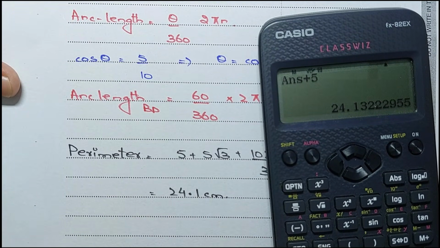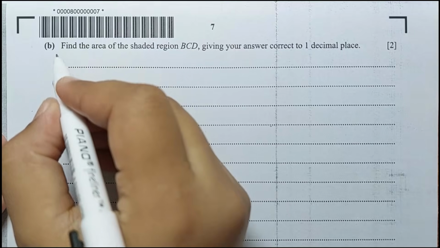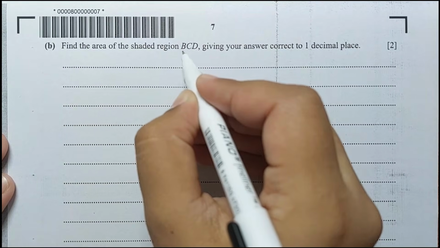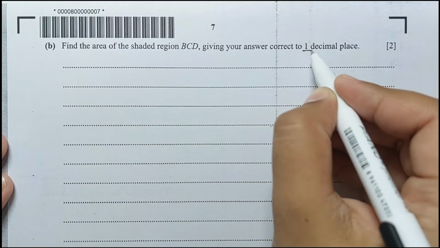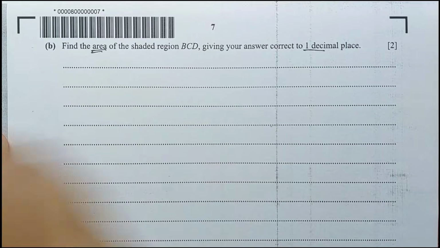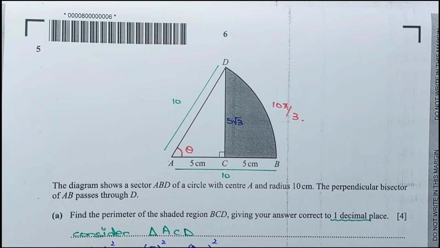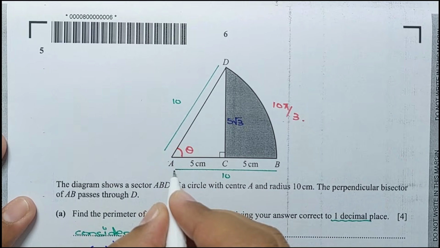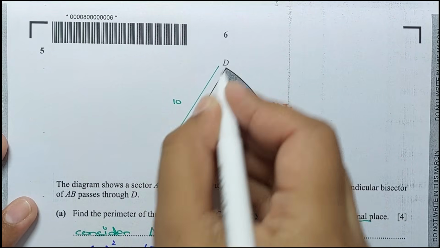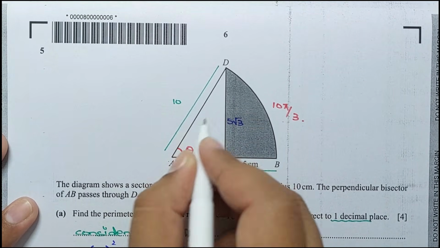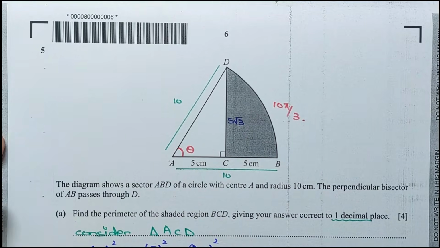That is the perimeter. Now for part B, find the area of the shaded region BCD. Give your answer correct to 1 decimal place. The area of the shaded region. First we need to find out the area for this sector and then subtract the area of this triangle to get the shaded area.